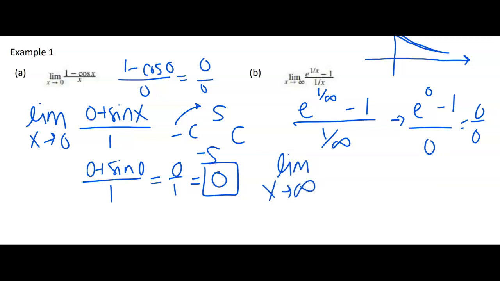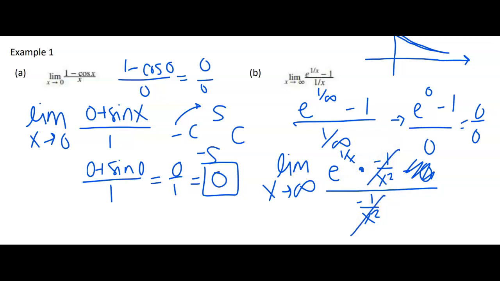The derivative of the top is e to that function times the derivative of that function, negative 1 over x squared, minus 0, all over the derivative of the bottom. The derivative of 1 over x is negative 1 over x squared. Now this minus 0 doesn't really matter. I have the same factor in the top and the bottom with a multiplication here. So these two factors do cancel. I'm now just looking at plugging in infinity here, or e to the 0, which is 1.